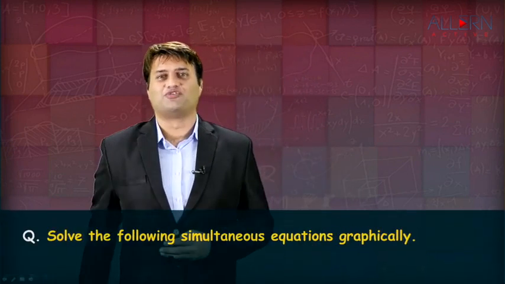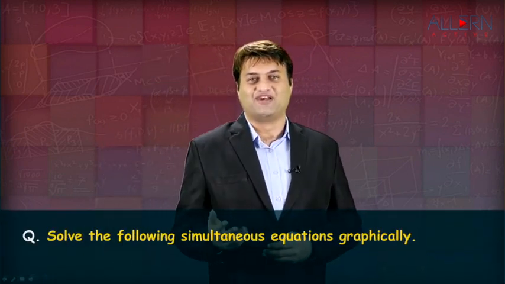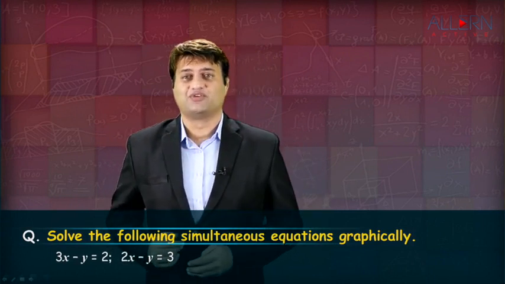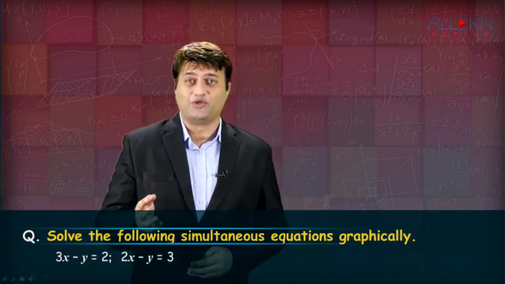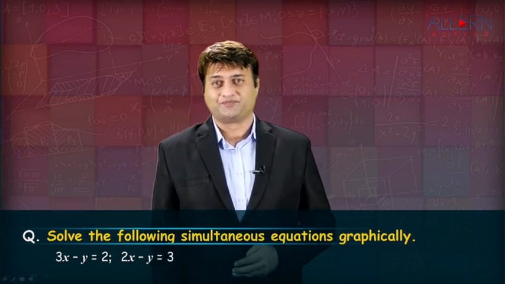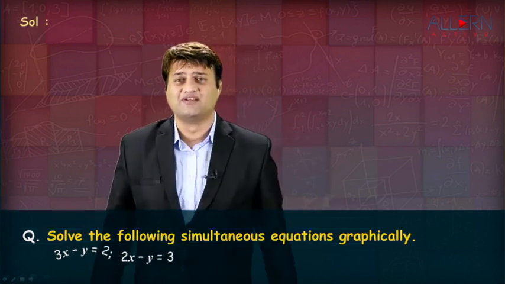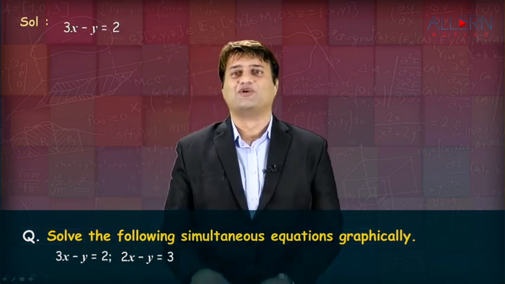Hello students, let us start with one more sum based on graphical method. The sum is: solve the following simultaneous equations graphically, and the two equations are 3x minus y is equal to 2 and 2x minus y is equal to 3. The first equation given is 3x minus y is equal to 2.